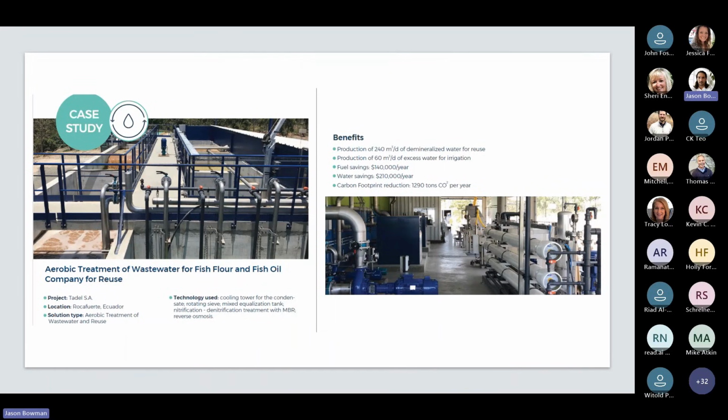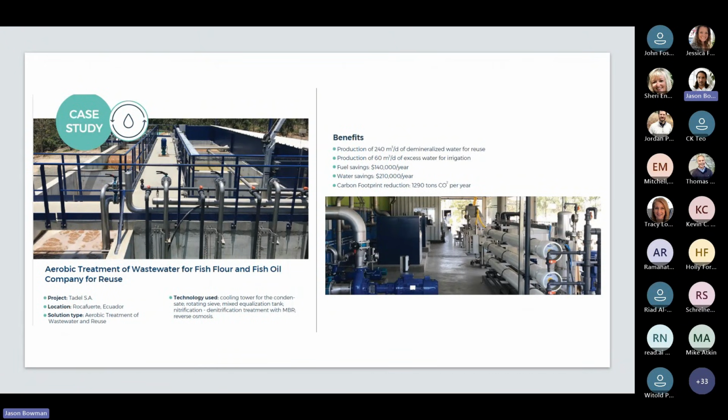Okay, so the second and final wastewater reuse case study we have here is a really interesting fish processing application. So this process is quite intensive. At this facility, the facility is called Tudell. They use evaporation to dry and recover oils and proteins from fish. Essentially, the only wastewater that is generated from this facility comes from the condensate through the evaporation process. Once the condensate is collected, it goes through a cooling tower system before going to the wastewater process.